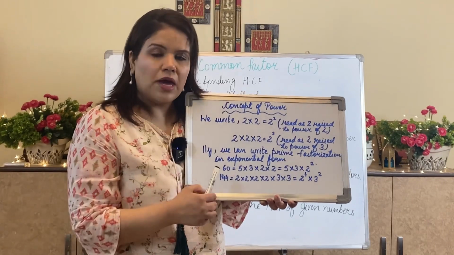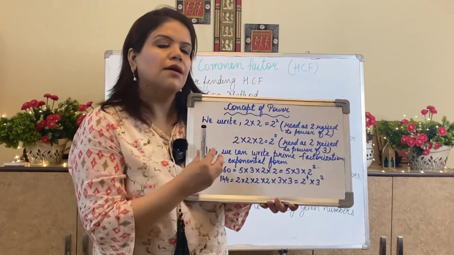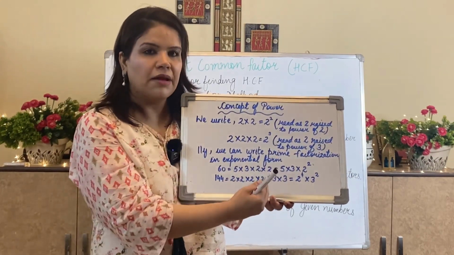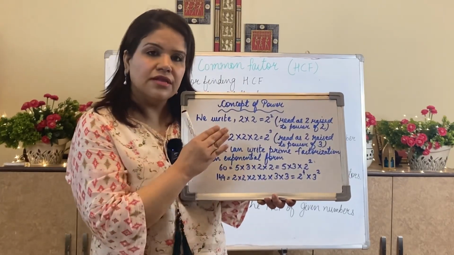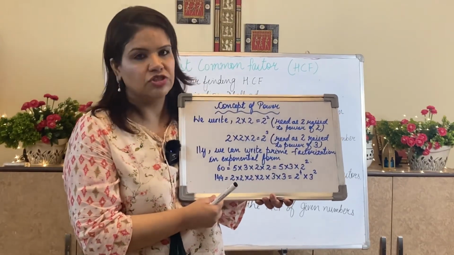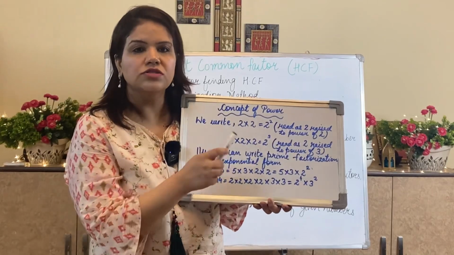So this way, the number which is getting multiplied, we will write it in the base as a bigger number, and the number of times it is getting multiplied, we are going to write it in power as a smaller number. So this type of number we call in the exponential form. This is the concept of power and we are going to use it in HCF.